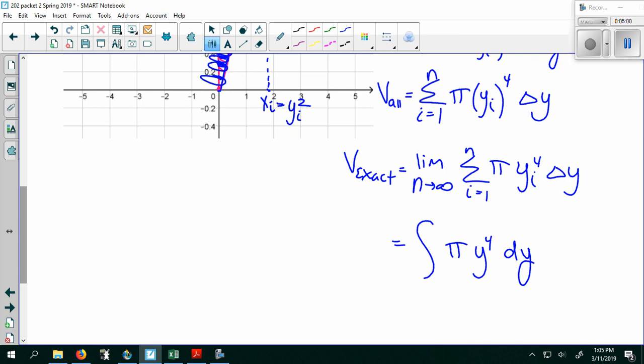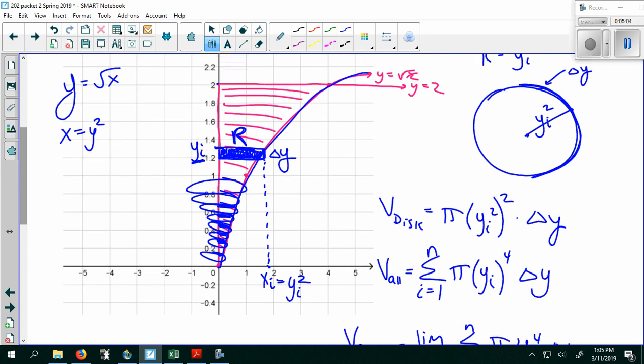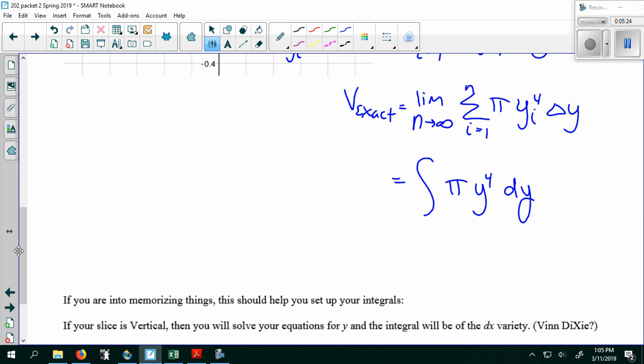And my bounds of integration are the starting and end points of my stacking of these disks. So I'm going to have the smallest disk down here starting at 0, and then I keep stacking them up. Here was the representative one that I calculated the volume of. Keep stacking until I hit 2, y equals 2. So I'm going to stack from 0 to 2.